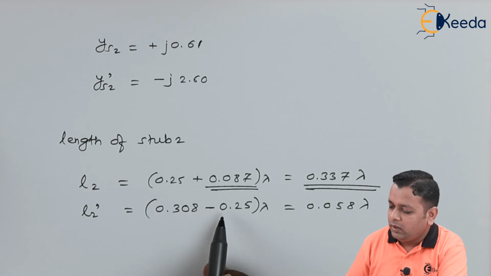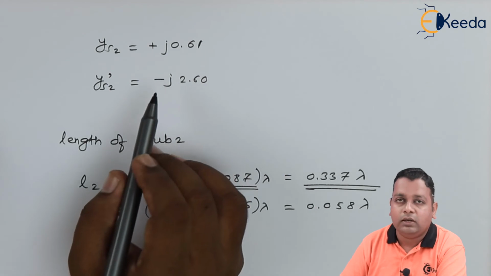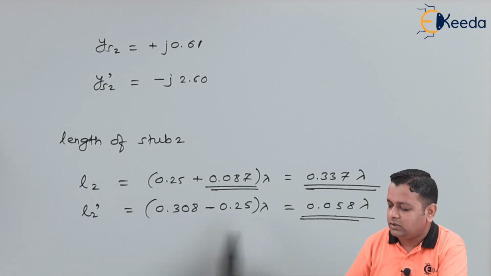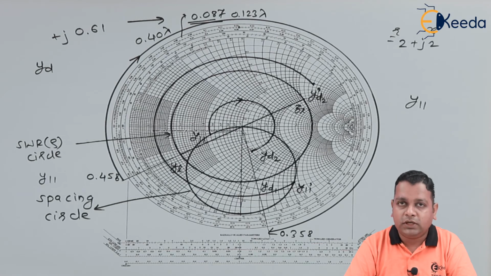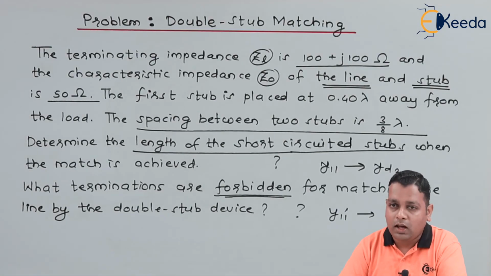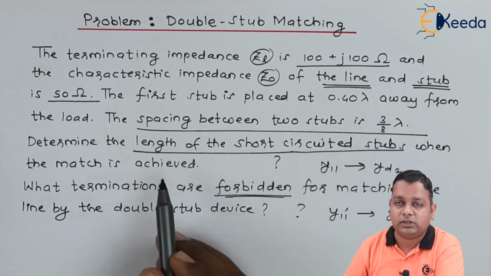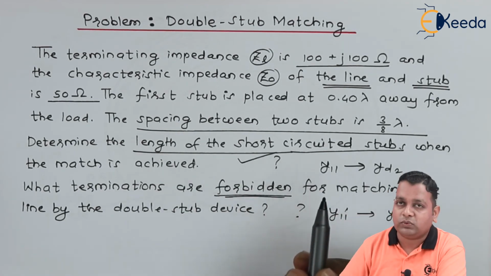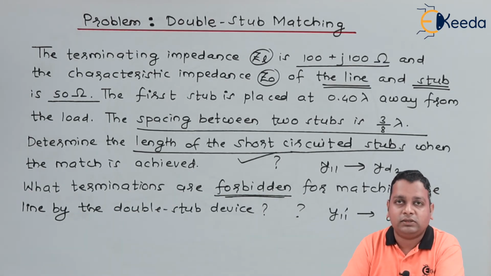In a similar fashion, for the minus 2.60 onto the imaginary scale, the constant reactance circles there, we obtained the value of L2 dash equal to 0.058 times lambda. Now getting back to the problem statement. In the problem statement, we were asked to determine the length of the short circuited stubs when the match is achieved. So this particular portion, now we are successful to determine the corresponding lengths, we have represented correspondingly L1 dash, L1, L2 dash and L2 here.